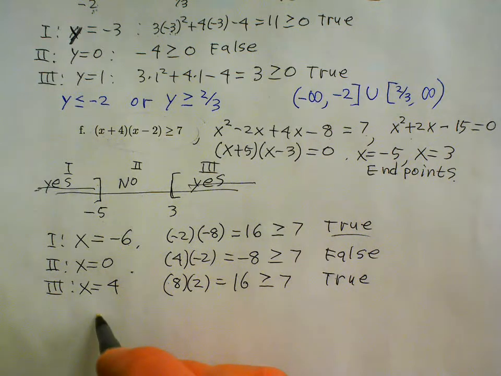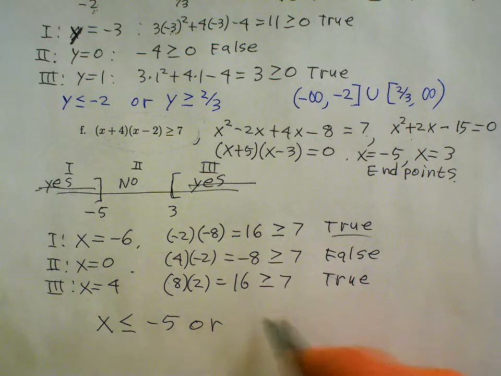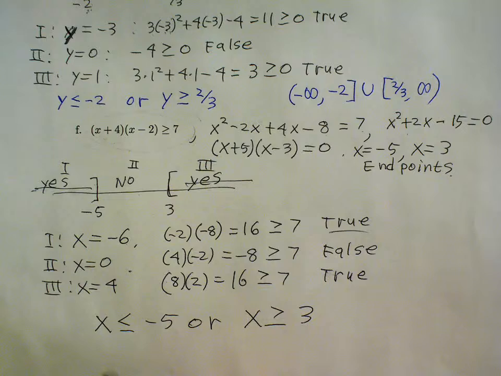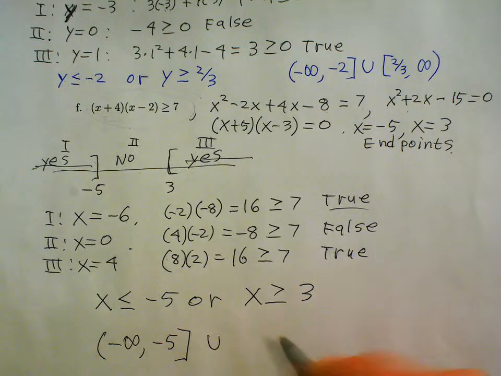And so the algebraic notation is x is less than or equal to -5, or x is greater than or equal to 3. The interval notation, -infinity to -5 bracket union bracket 3 comma infinity.